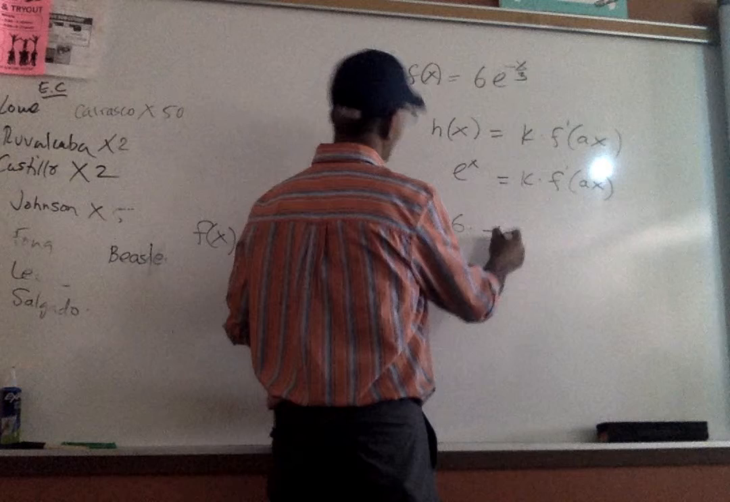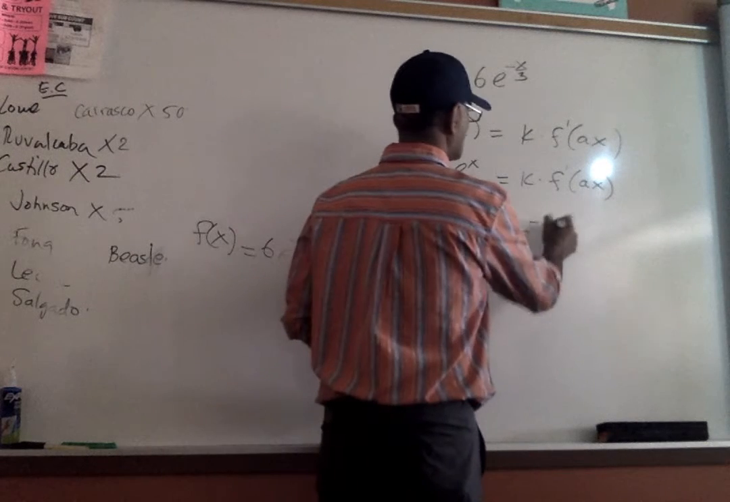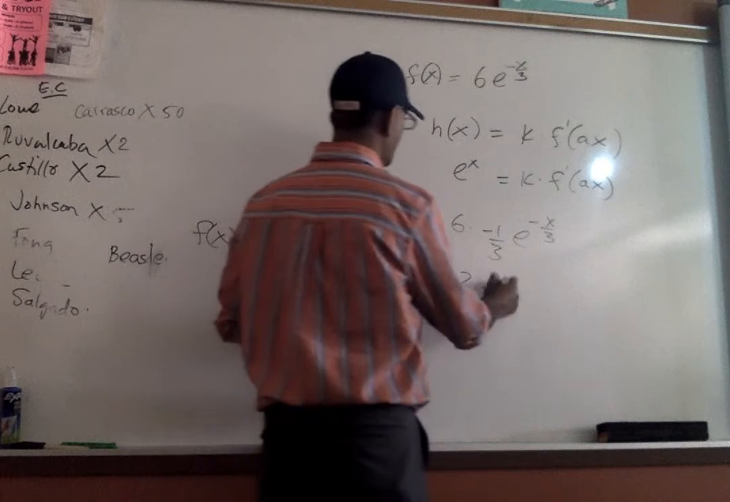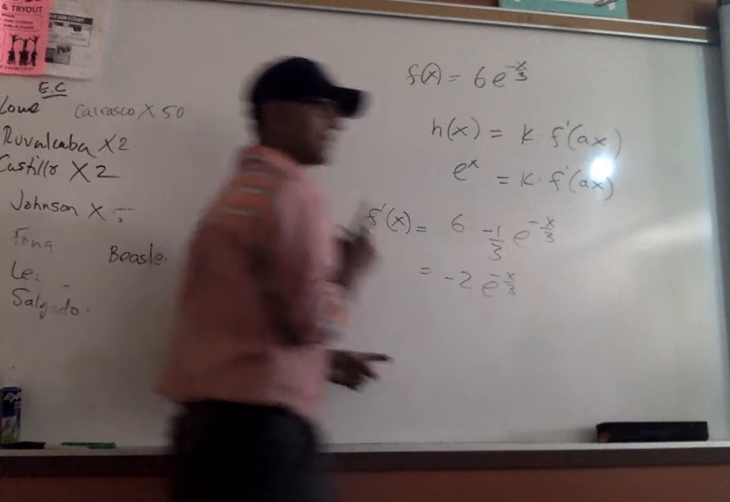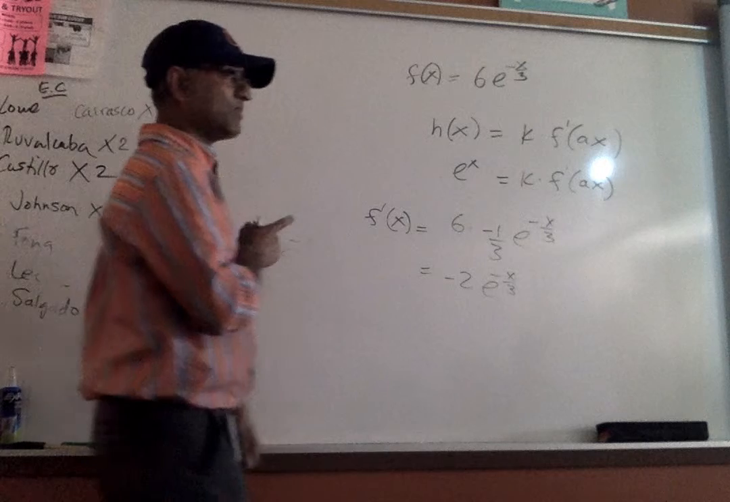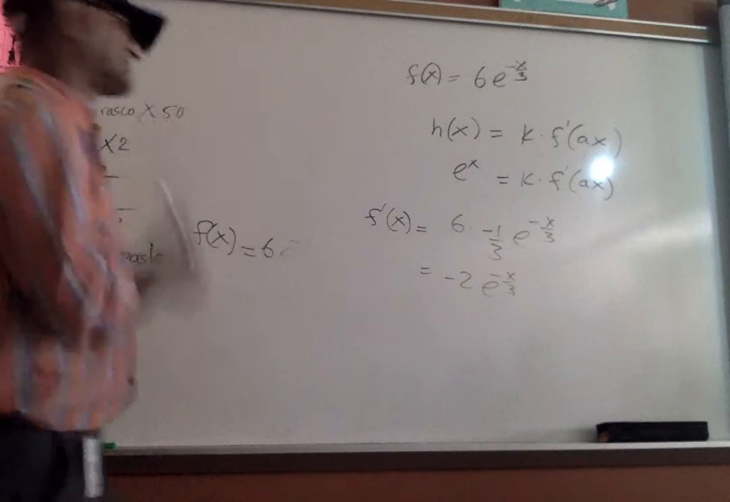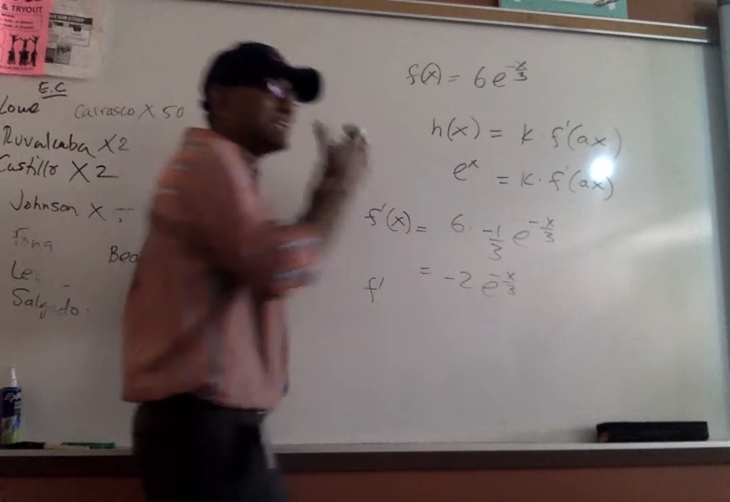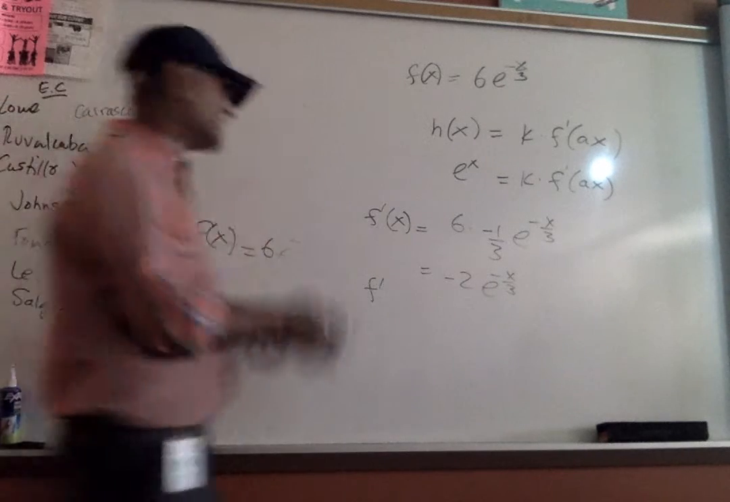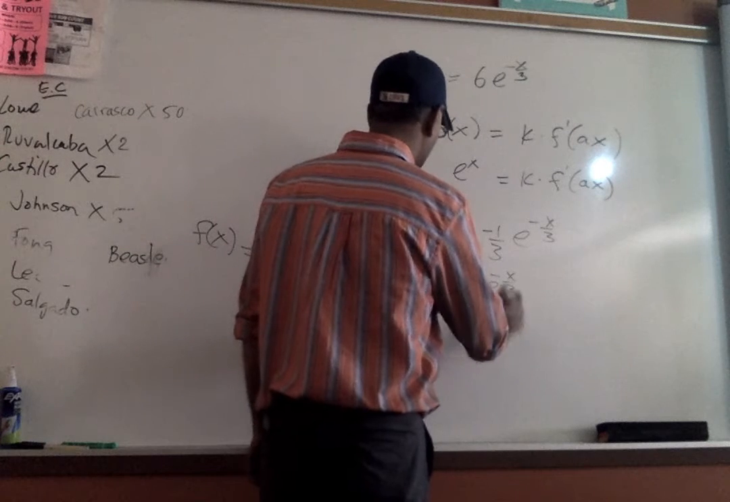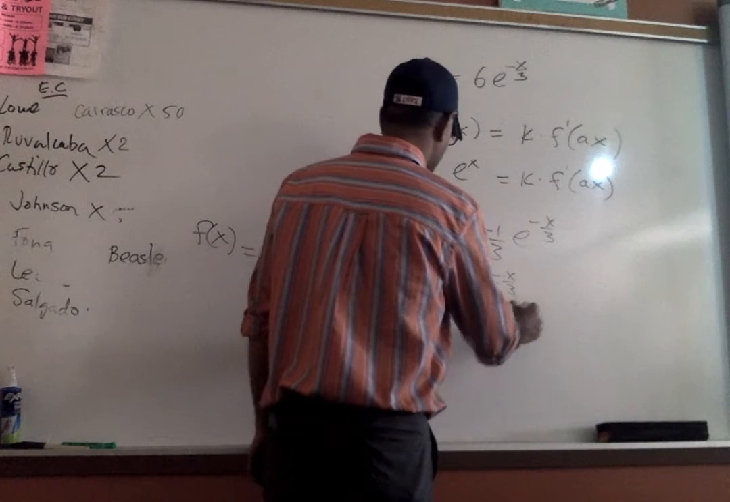negative 1/3 e to the power of negative x over 3. Rewriting is your friend. So what is that really? 2 e to the power of negative x over 3. Don't get me wrong, that's only f dash of x. What is the instruction telling you to do? Plug in ax. I'm not doing anything clever, guys. This is just algebra. I'm just following directions. It is negative 2 e to the power of negative ax over 3. Everybody okay there?